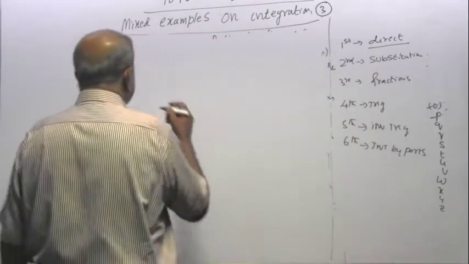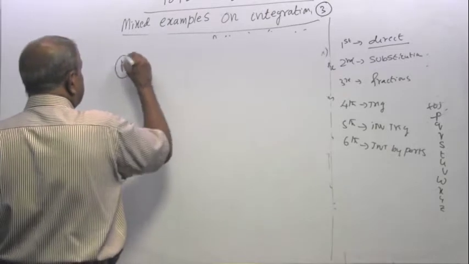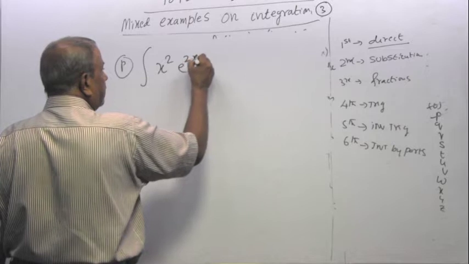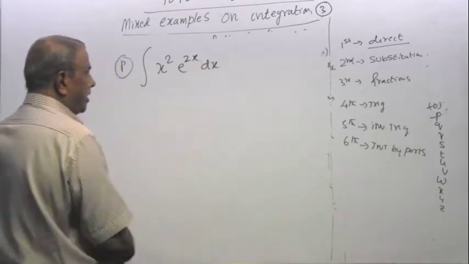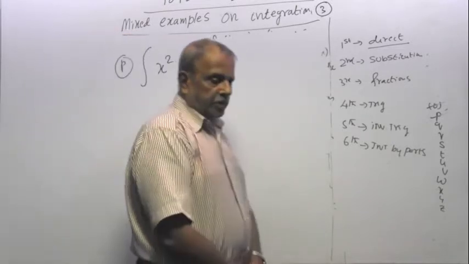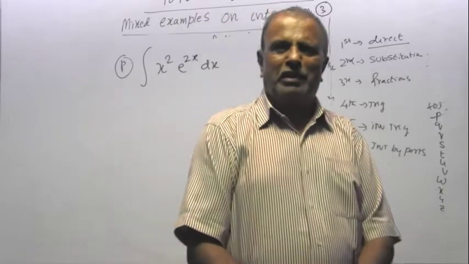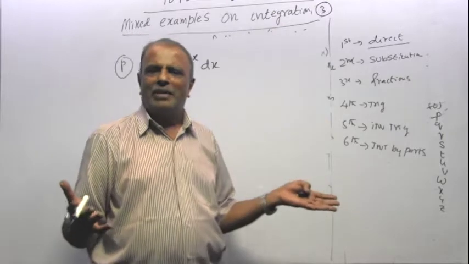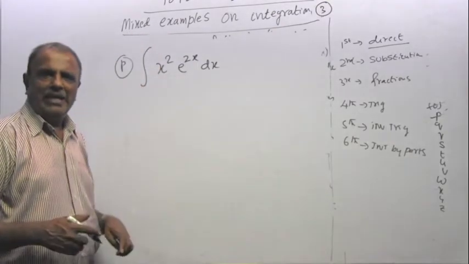Integral x squared e power 2x dx. Can't integrate directly, can't use substitution, but the moment you see two different functions that are not related to each other, 99 out of 100, it's integration by parts.